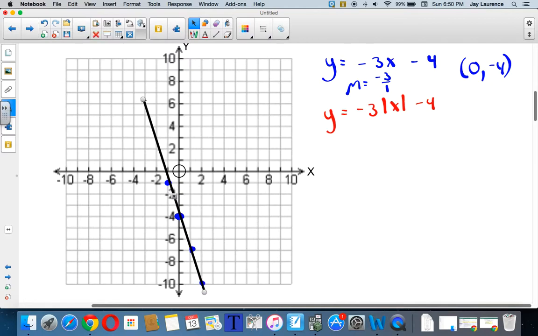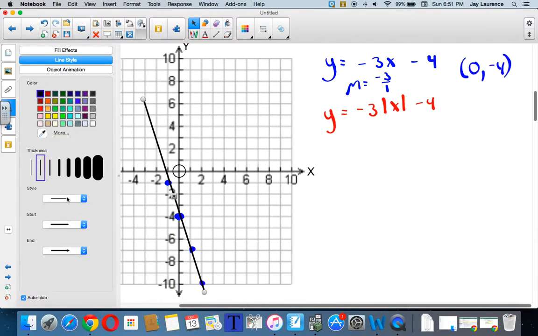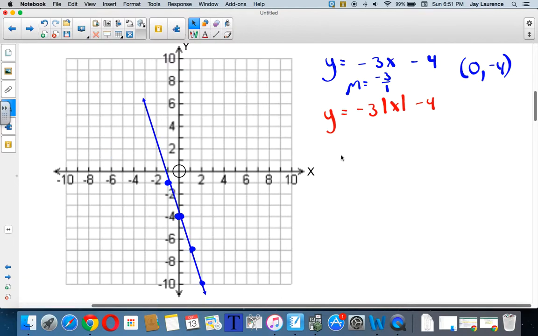All right, let me, properties, I'll make them a little thinner, put an arrowhead on, and make them blue. Okay, now, you're probably not ready to do the red one on your own yet. I'm going to find the vertex, and the vertex is going to be 0, -4.